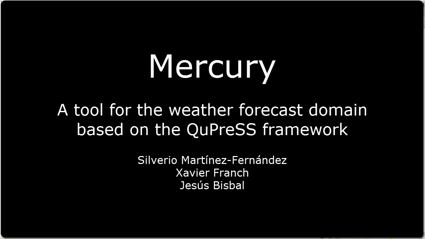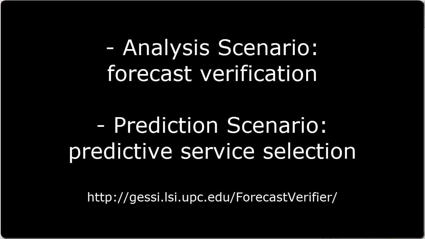Mercury is a tool for the weather forecast domain based on the QuPreSS framework. It has two main functionalities. First one, to analyze under which circumstances forecast models perform better or worse, and second one, to redirect users to the most accurate weather predictive service to satisfy their own needs. The tool is available on the internet.